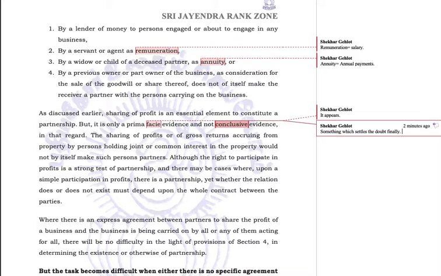Where there is an express agreement between partners to share the profit of a business and the business is being carried on by all of them or any one of them acting for all, there will be no difficulty, in the light of the provisions of Section 4, in determining the existence or otherwise of partnership, just like in the case of KD Kamath. There is no difficulty in understanding when there are two things: sharing of profits plus mutual agency, acting together or any one of them acting for all. This is also another very essential part. If this is not there, merely profit sharing will not make you a partner in the partnership firm.